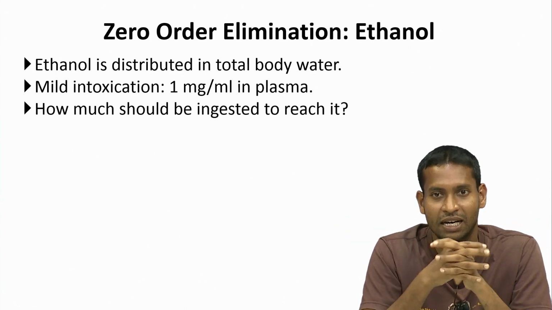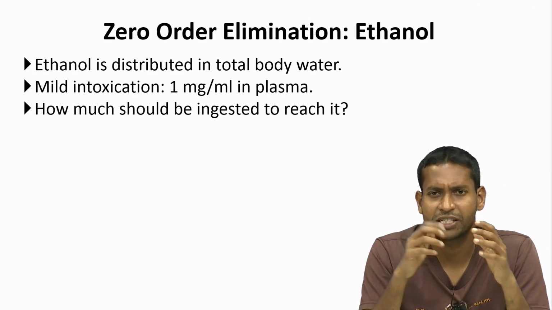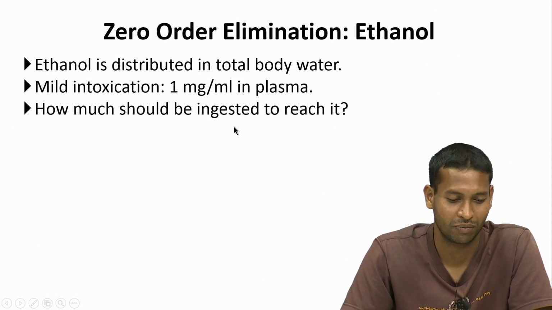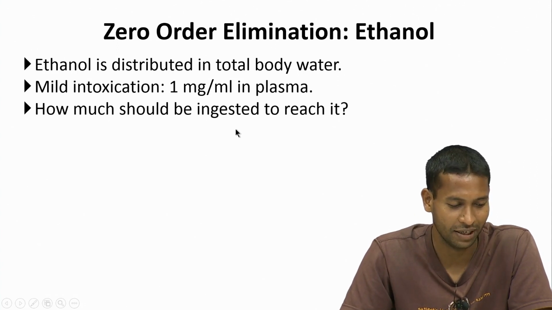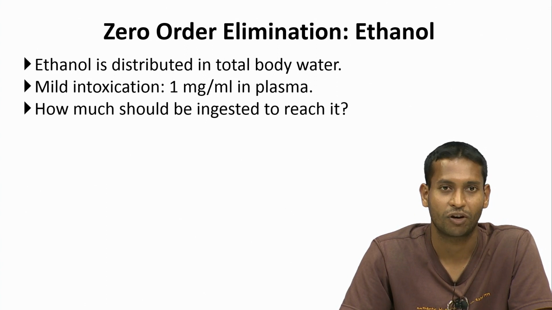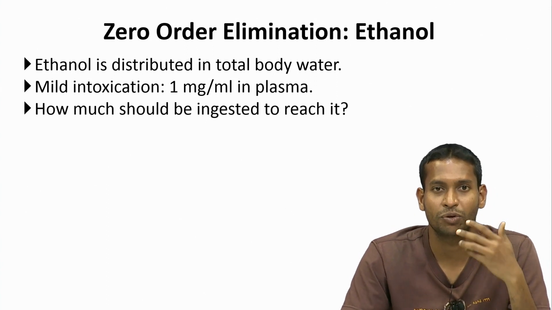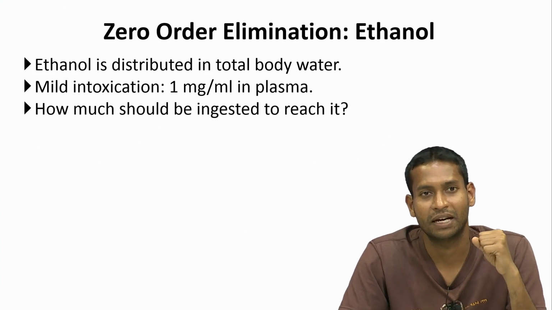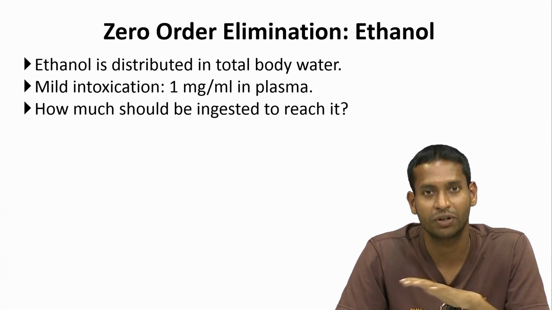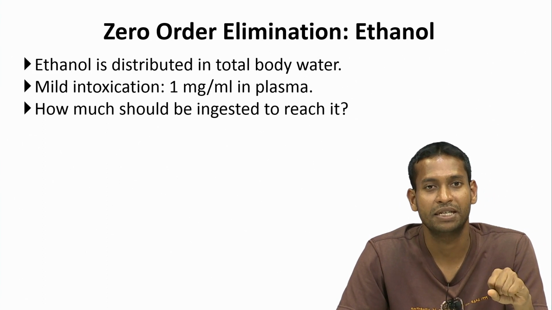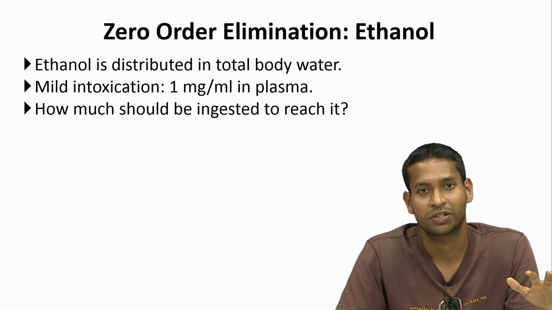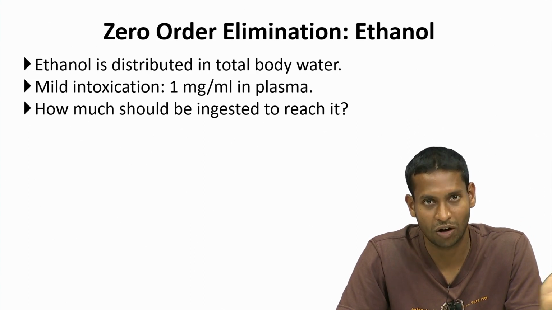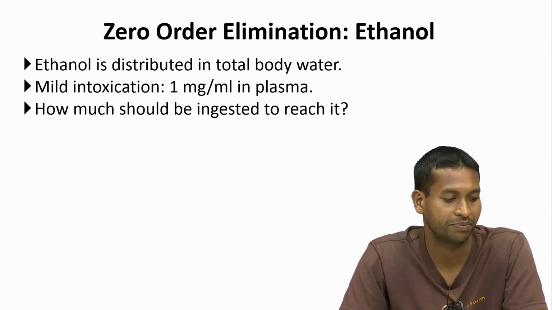And we discussed in the last class that typically an 80 kg human will have somewhere around 50 liters of total body fluid that will circulate. So for a mild intoxication to happen through ethanol, we need a plasma concentration of 1 mg per ml. And as I said, ethanol is distributed throughout the total body water, so the concentration of ethanol in the body should be close to about 1 mg per ml in all parts of the body, including the plasma.